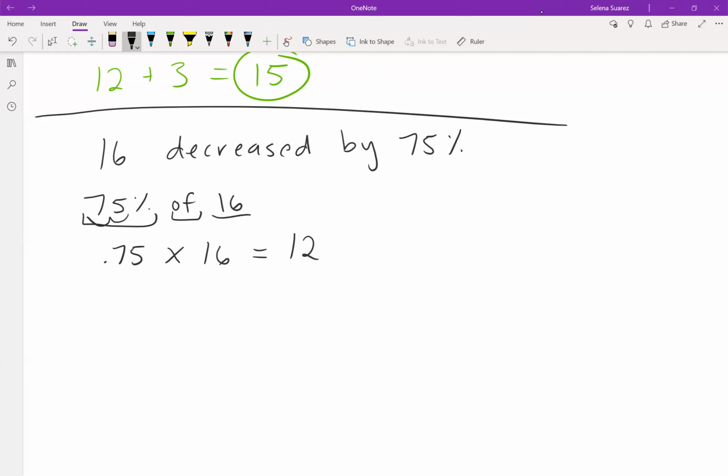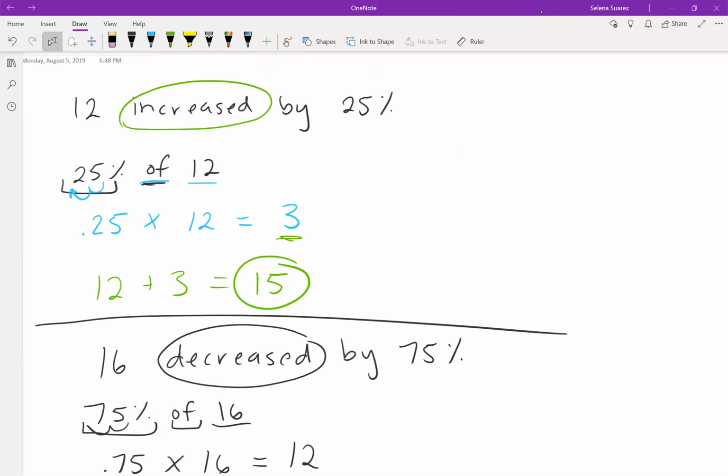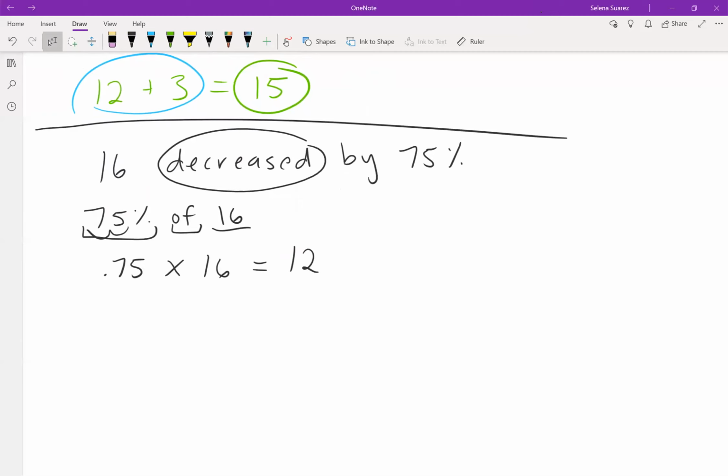Okay. Now, that's not my answer. This one is telling me decreased, unlike the other one where I was doing an increase, right? Unlike that one where I had to add 3 at the end, this one's a decrease problem. So I have to start with the 16, but I'm decreasing, so I'm subtracting the answer that I got, which was 12. So if I subtract these two, my answer is 4. So in other words, 16 decreased by 75% would be 4. Okay, so that would be the answer.